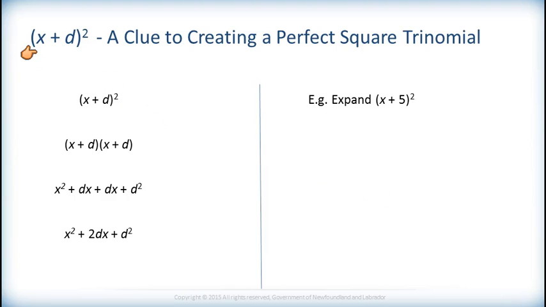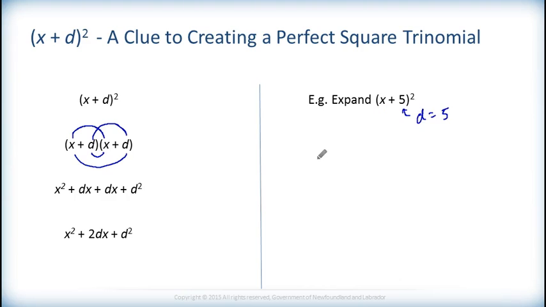Let's expand x plus d squared, a binomial of that form, and see what happens. When I square x plus d, I get x plus d times x plus d. Using a bit of FOIL or Benny binomial, whatever you want to call it, you wind up with x squared plus dx plus dx plus d squared. The two of these terms are the same, so you get 2dx in the middle.